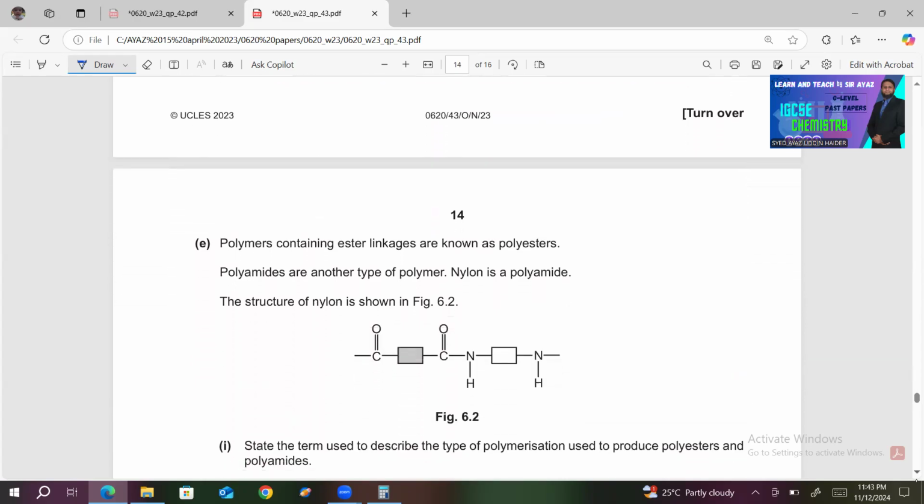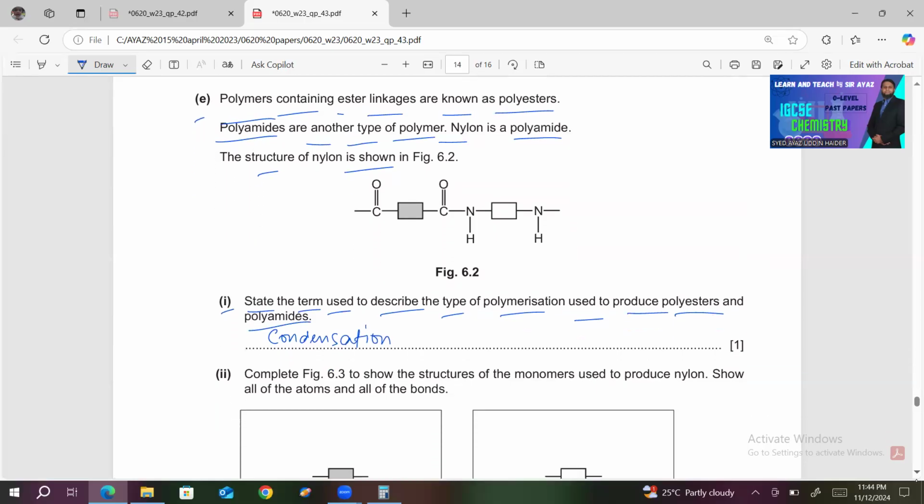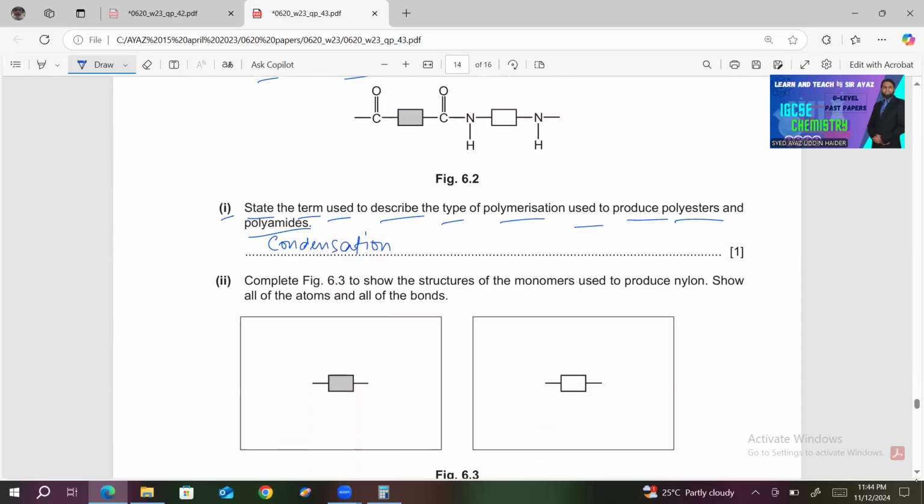Part D. Polymers containing ester linkages are known as polyesters. Polyamides are another type of polymer. Nylon is a polyamide. The structure of nylon is shown in figure 6.2. Number 1, state the term used to describe the type of polymerization used to produce polyesters and polyamides. It's condensation polymerization. So I will write condensation here. It involves the release of a simple molecule like water or hydrogen chloride.